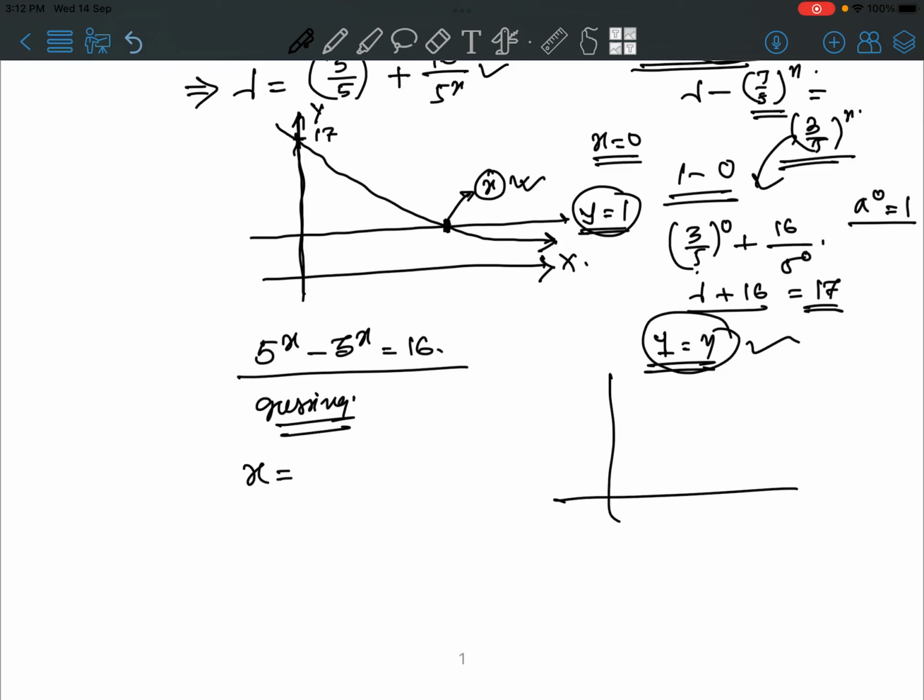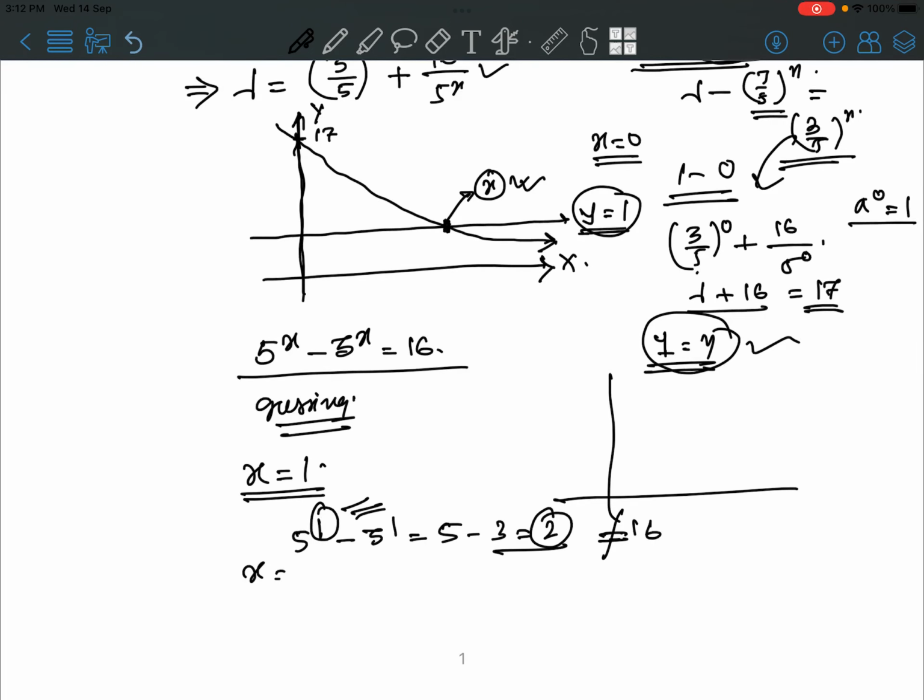Suppose we have x equals 1, then we replace x with 1. Then 5^1 minus 3^1 equals 5 minus 3 equals 2. Is 2 equal to 16? No. So 1 should not be the value of x.